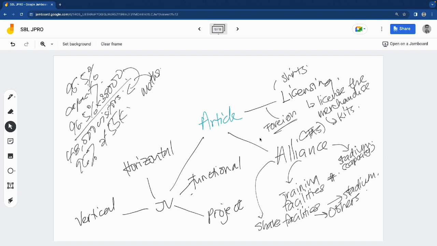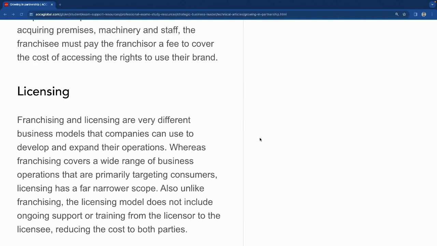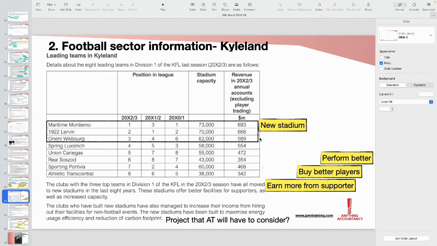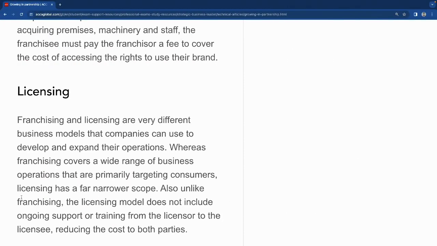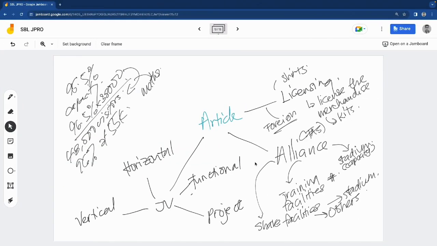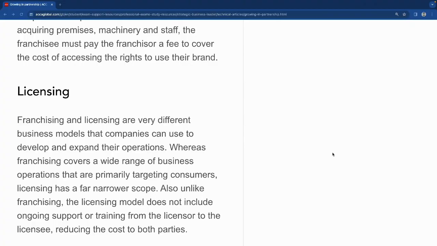Same way, you can do an alliance for a training facility. Maybe your training facility is not used all the time. Maybe you can use shared training facilities. But as of now, you can say that the company's training facility is high utilization. Okay? So those are things for the alliance you can consider.